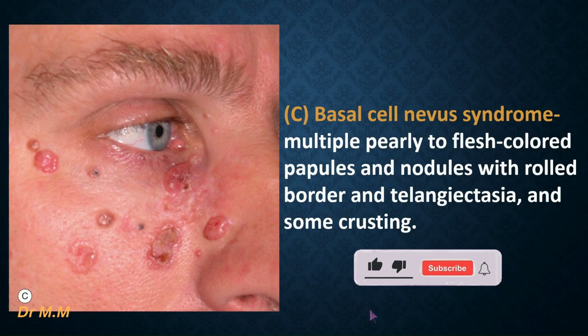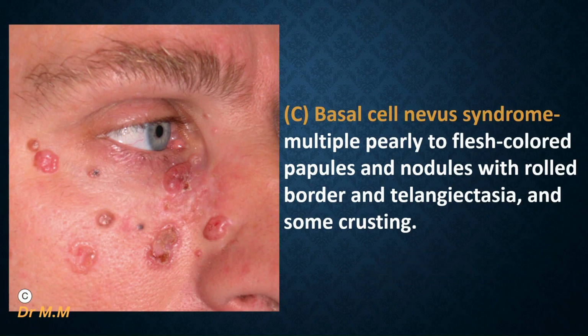Basal cell nevus syndrome. Basal cell nevus syndrome presents with multiple pearly to flesh-colored papules and nodules with a rolled border and telangiectasia and some crusting. We will explain about it later.